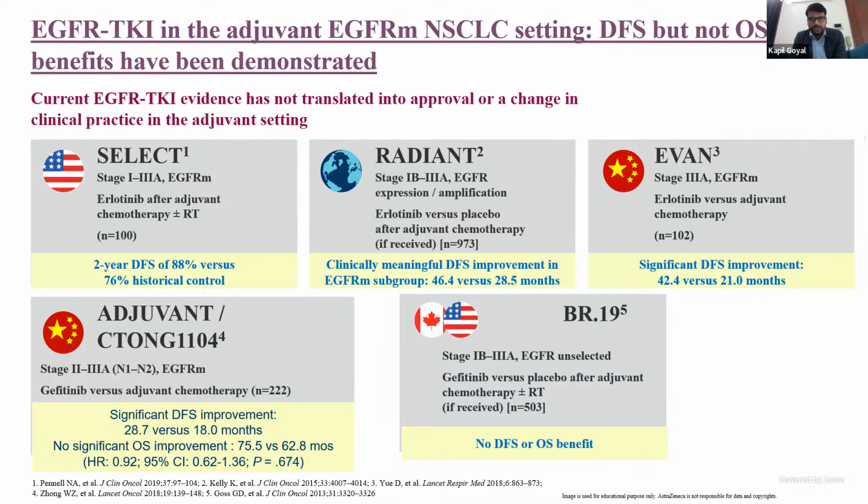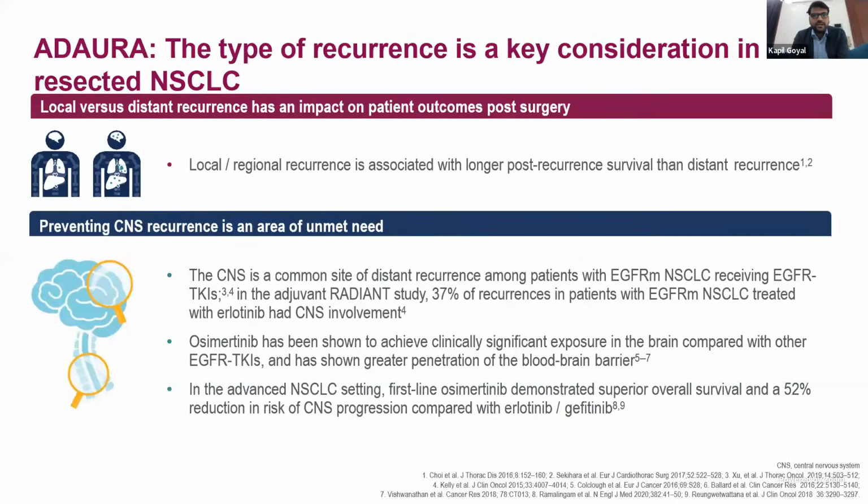So if we look at the adjuvant therapy data with other earlier generation TKIs, we had multiple trials like the SELECT trial, the RADIANT trial, EVAN trial, adjuvant CTONG 1104 trial, and BR.19 trial. They were done across the globe in multiple other countries. Most of these trials were with erlotinib and chemotherapy, while the BR.19 trial was with gefitinib, and the adjuvant CTONG 1104 trial was also with gefitinib. All these trials demonstrated some kind of DFS advantage, but it did not translate into OS benefit.